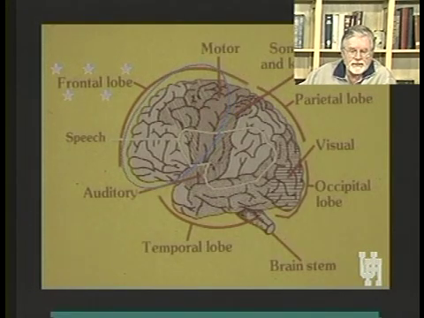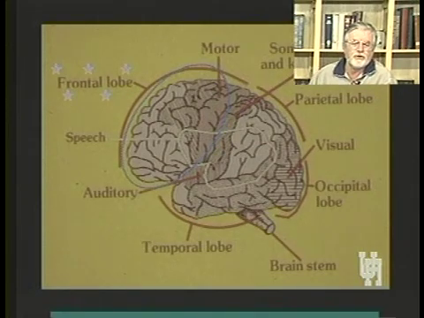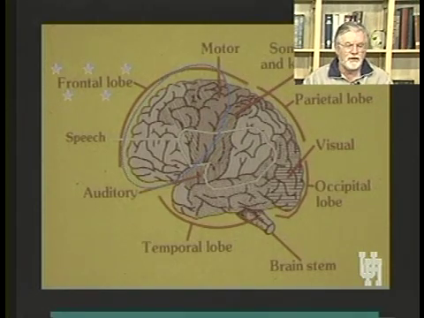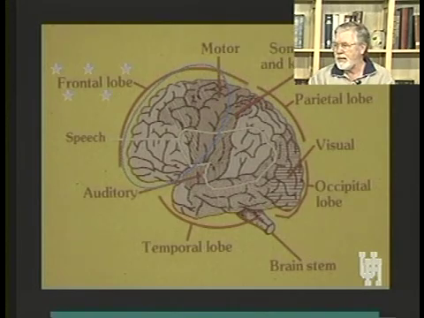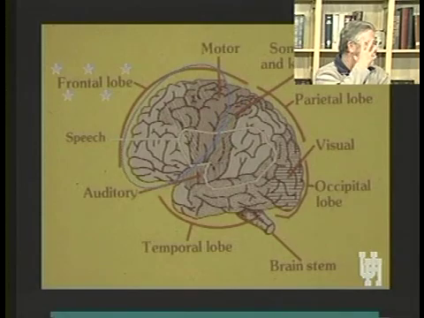I loaned my slides last semester to a student who did not return them. So for the first time in 35 years, I don't have a way to illustrate what I'm talking about here. But imagine for a moment the diagram that you've got on the slide on the screen there is a sideways view of the head, okay?